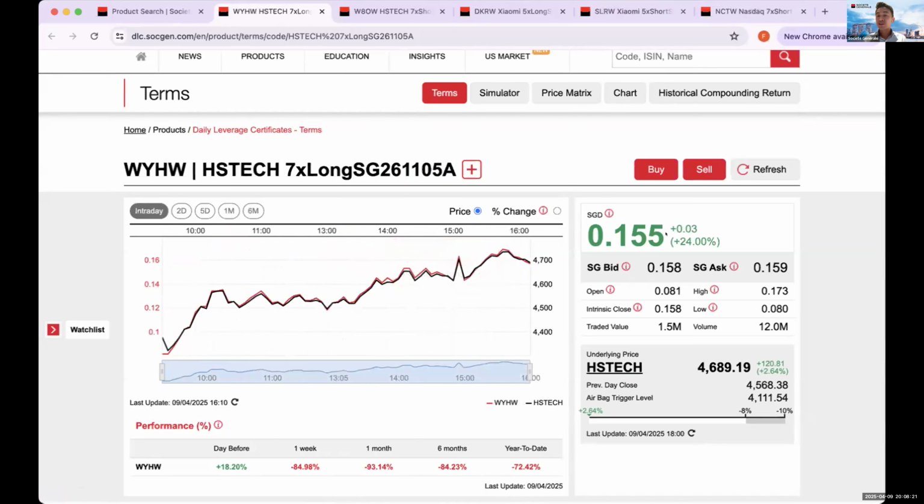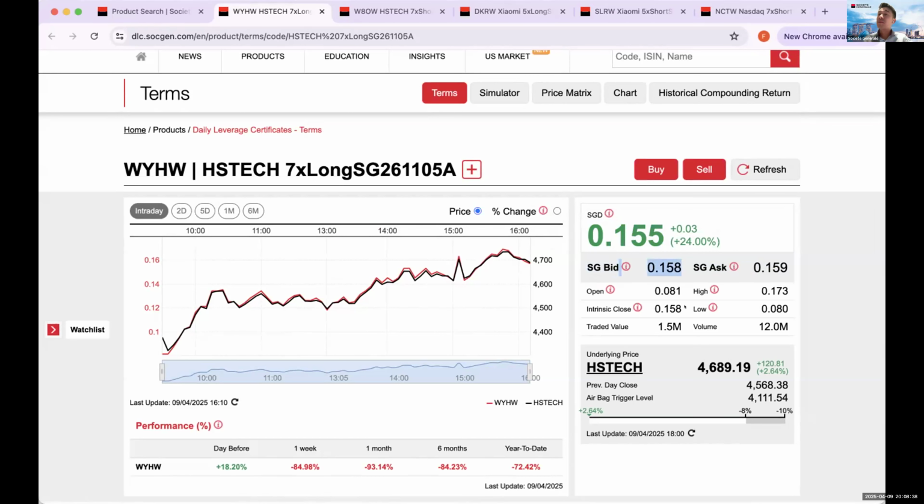Okay, so the price of the DLC is over here. You can see the bid and ask prices that we put up during the day. The market is closed now, so this number is a bit off. But you can find our bid and ask prices over here, and that's the price of the DLC. So this price of the DLC will track the underlying asset closely.